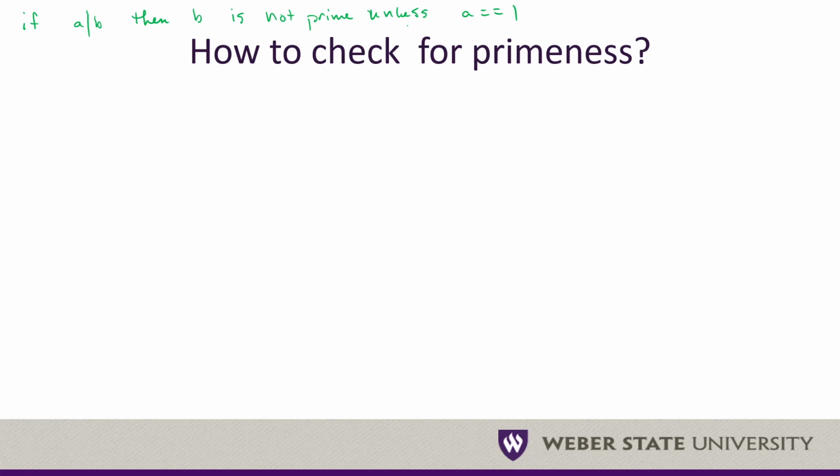The only time any number is prime, the only number that divides it, is if A is equal to 1 or A is equal to B. That's the only time that it actually is prime. So how can I then check this?